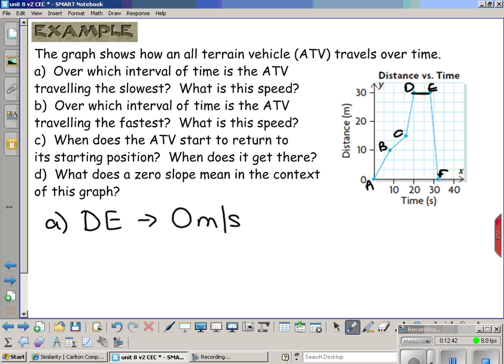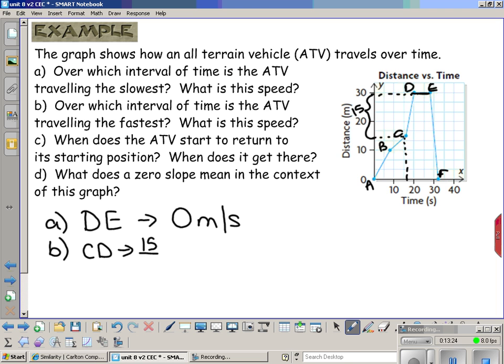He's not moving. Over which interval is he traveling the fastest? The fastest would be the most steep line. Now there are two fairly steep lines, and it might be difficult for you just to visualize which is the most steep. So maybe we need to find the rates of each. So let's find the rate for C to D. His distance, he is going about 15 to 30 meters. So this is approximately a difference of 15 meters.